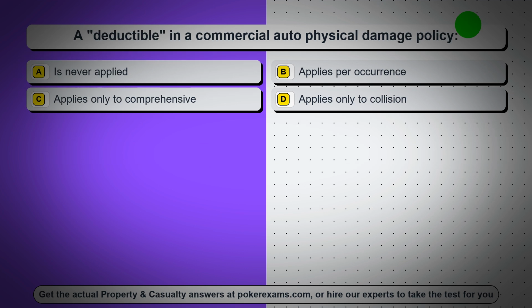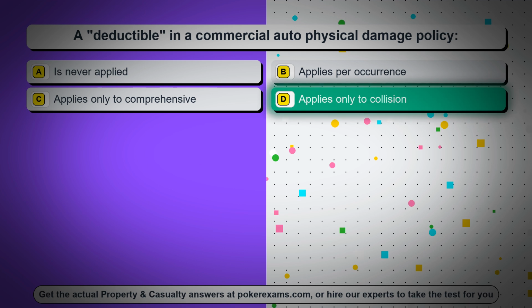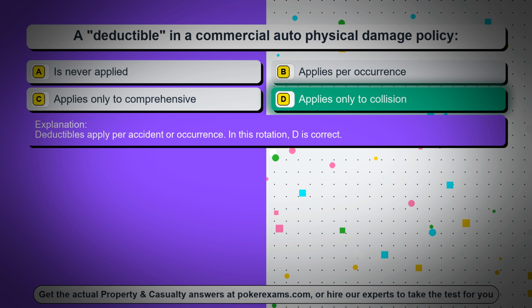Question 41. A deductible in a commercial auto physical damage policy, option A, is never applied. Option B, applies per occurrence. Option C, applies only to comprehensive. Option D, applies only to collision. The correct answer is option D, applies only to collision. Deductibles apply per accident or occurrence. In this rotation, D is correct.